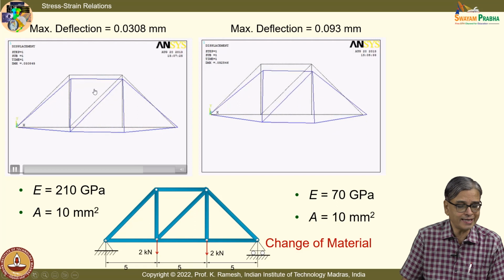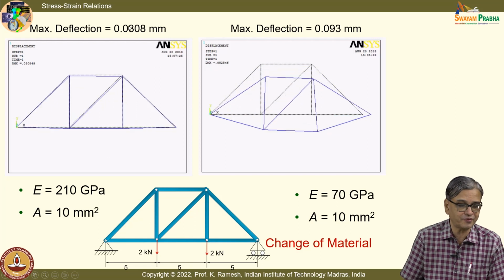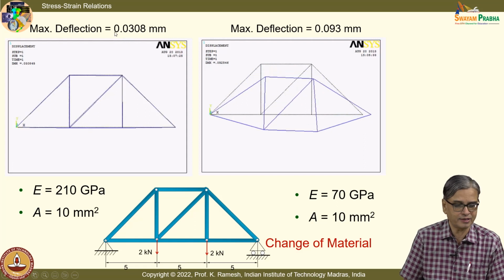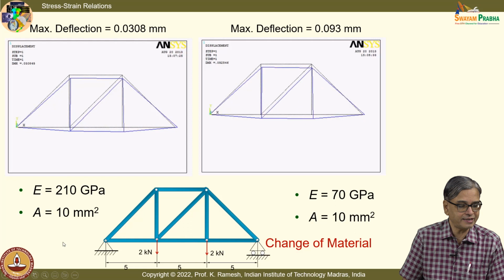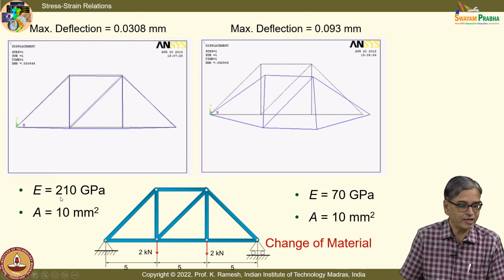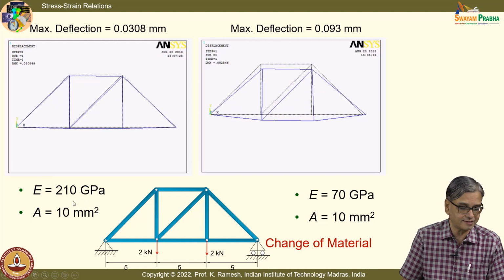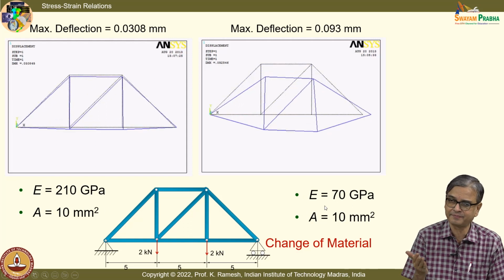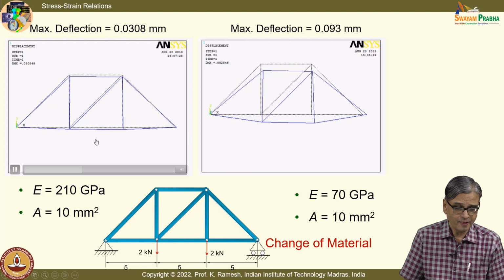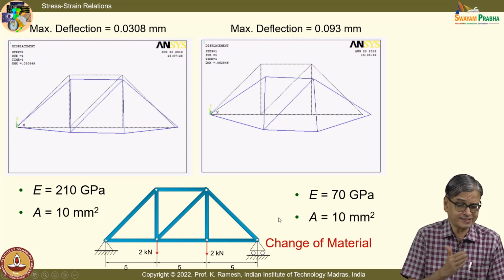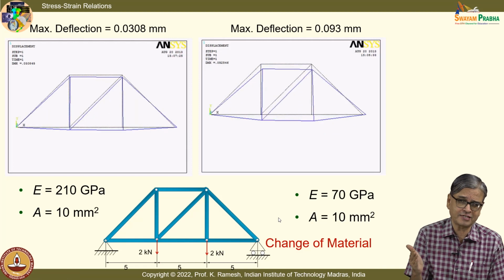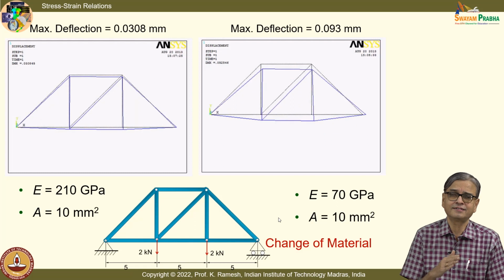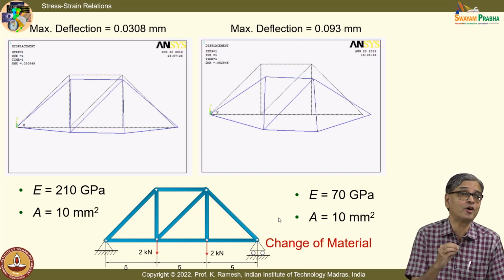Suppose I plot an exaggerated picture. See, the maximum deflection is only about 0.03 millimeter. It's very, very small. I have one material. By looking at the Young's modulus, you should be able to say that this is steel. By looking at the Young's modulus here, you should say that it is aluminum. And you find when I change the material, you could see distinctly the deformations are much, much higher. This is an exaggerated picture to drive home the point.